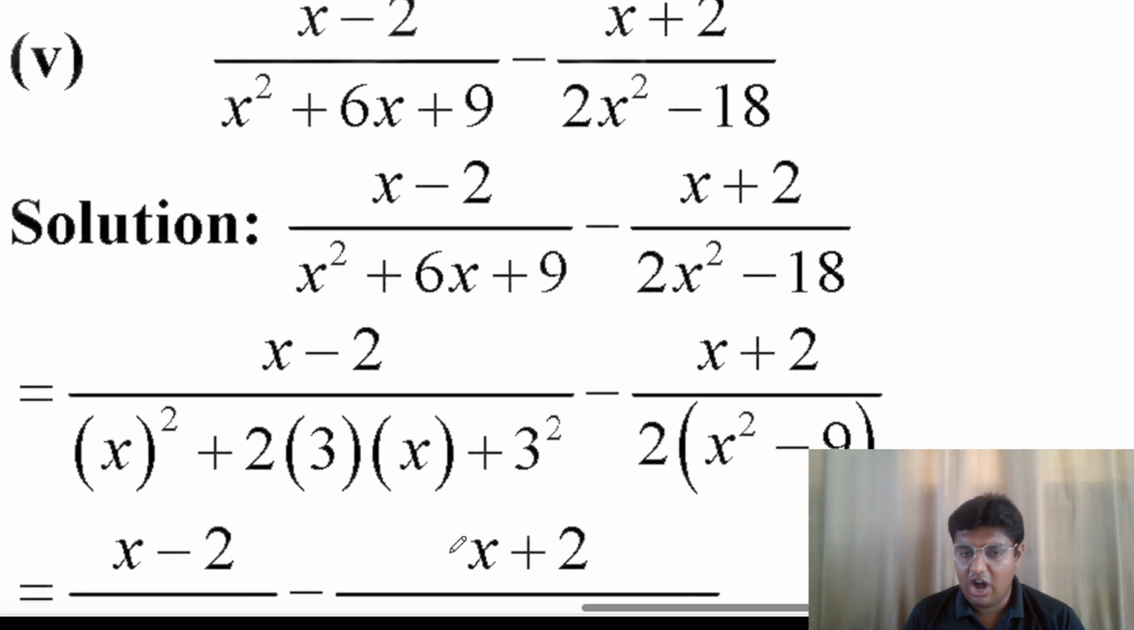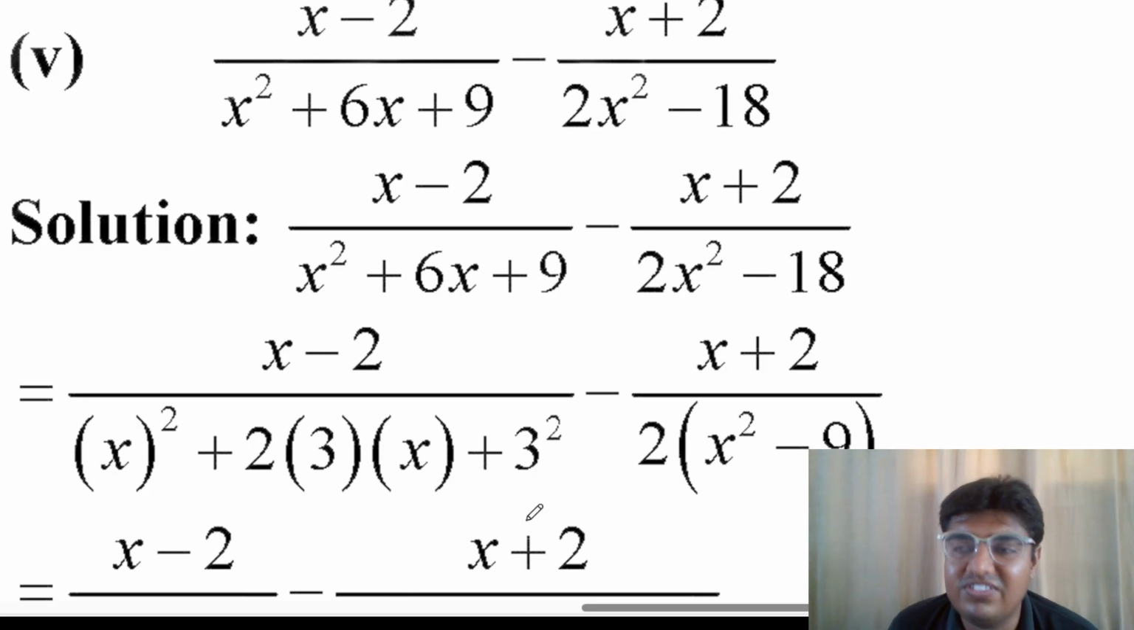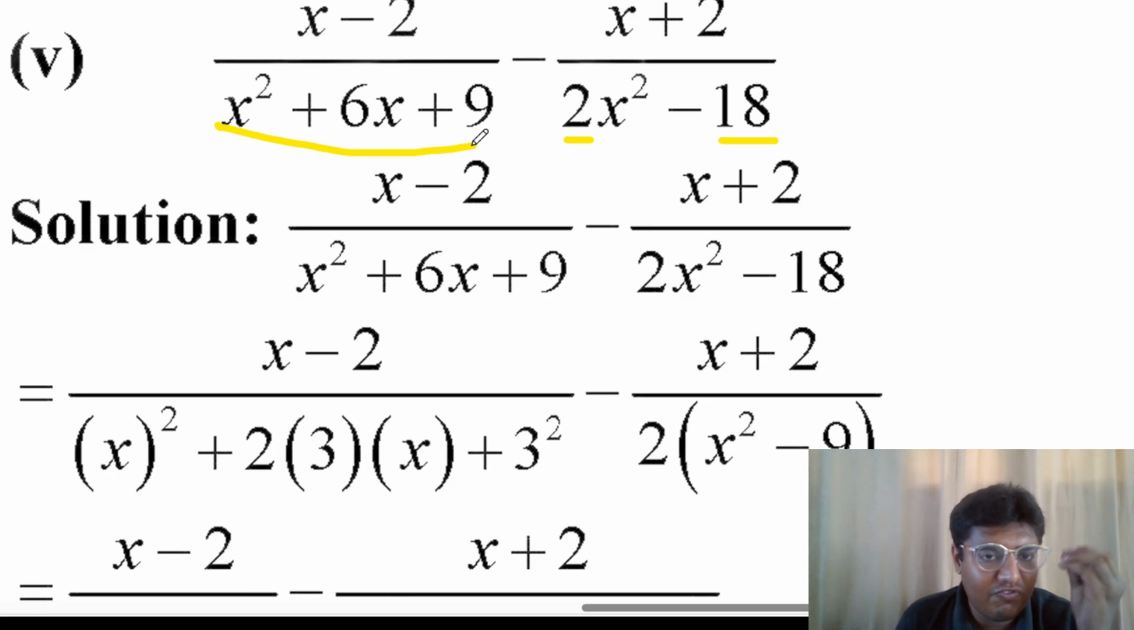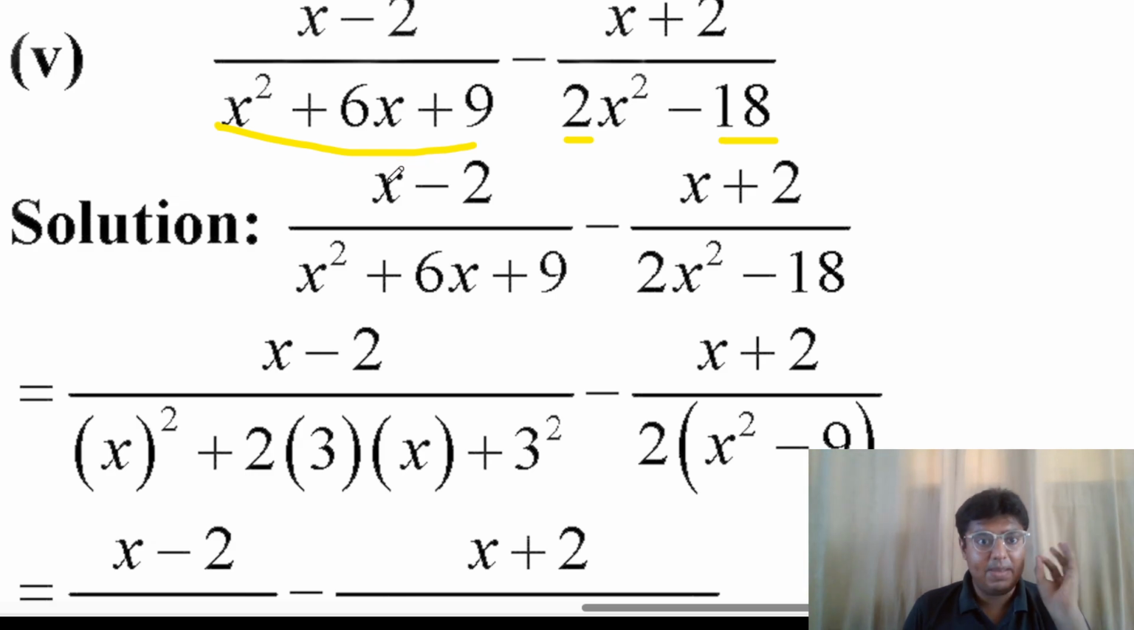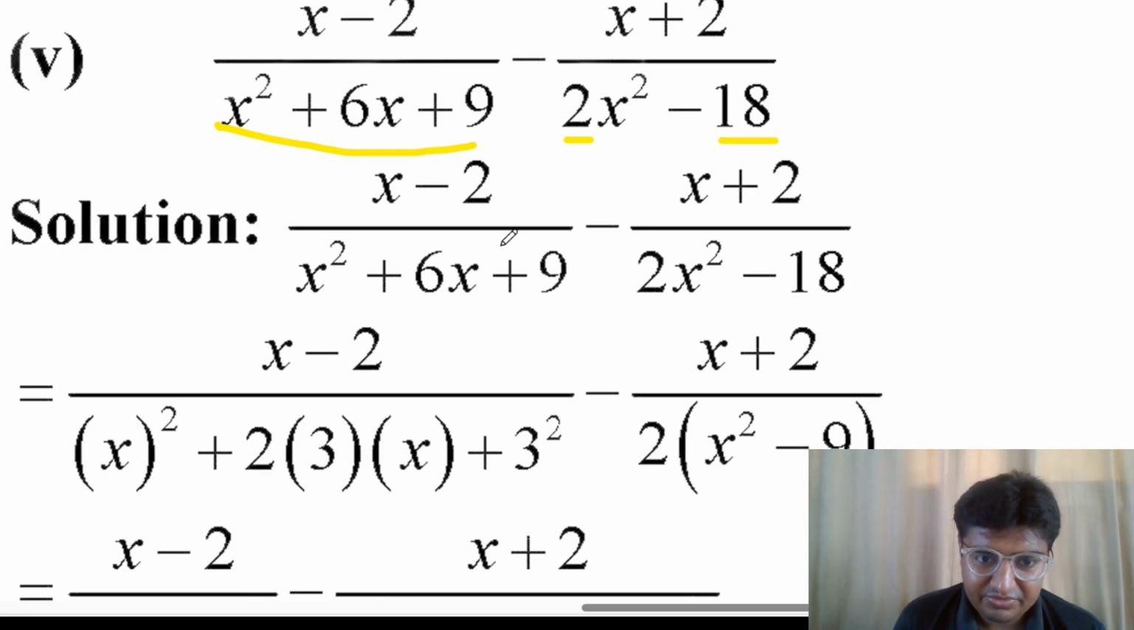Tip number 1, taking common. If there isn't any common, look for formula. If there isn't any formula, look for middle term breaking. Be careful. Here, you have to be very careful. You can see 2, negative 18, means you can take 2 as a common. Here, you know, x square plus 6x plus 9. Is this a formula? Yes. You have to be very clever to find the formula: a square plus 2ab plus b square.